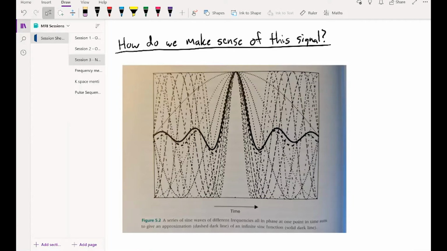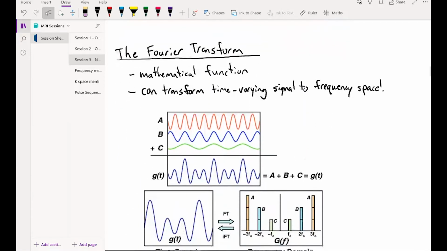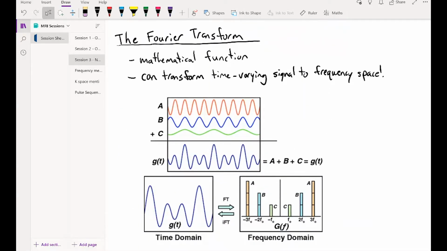Okay, so to answer the question, how do we make sense of the signal? What we do is we use this thing called the Fourier transform. And again, math is very important to MRI, it turns out. But in terms of understanding the intuitive explanations for MRI, as best as I can explain it to you, I like to gloss over a fair amount of the math because you can get lost in there fast. So the Fourier transform, though it is very important, I'll give you a brief on what it is.